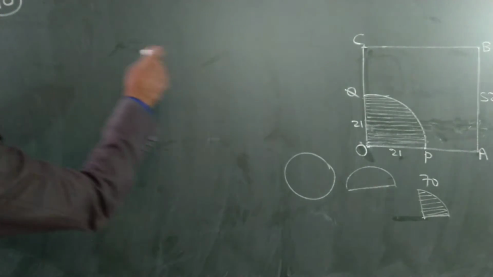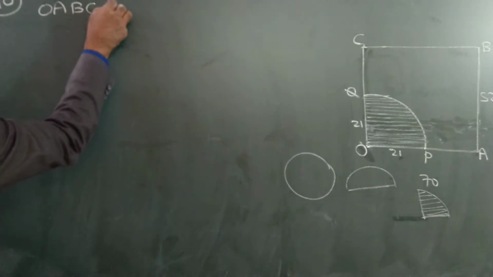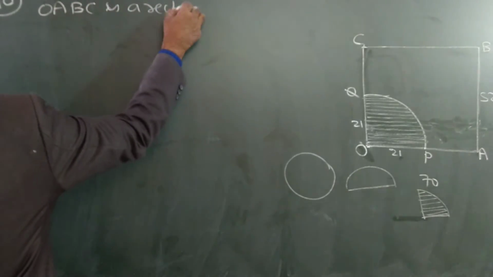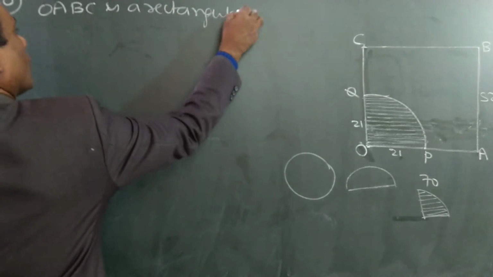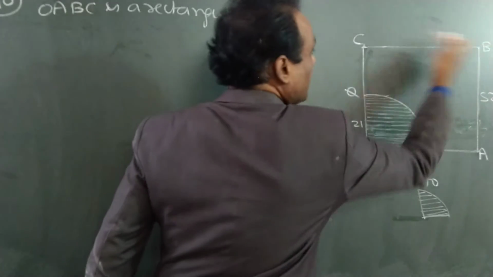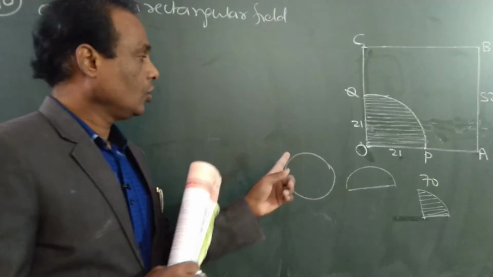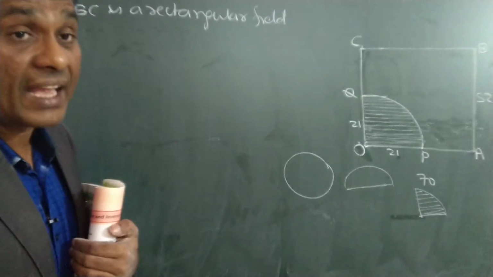Write down. OABC is a rectangular field. Question I am writing once again. OABC is a rectangular field.